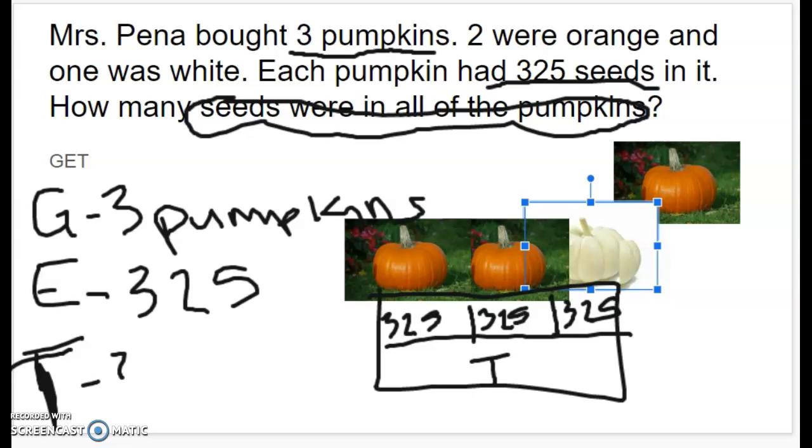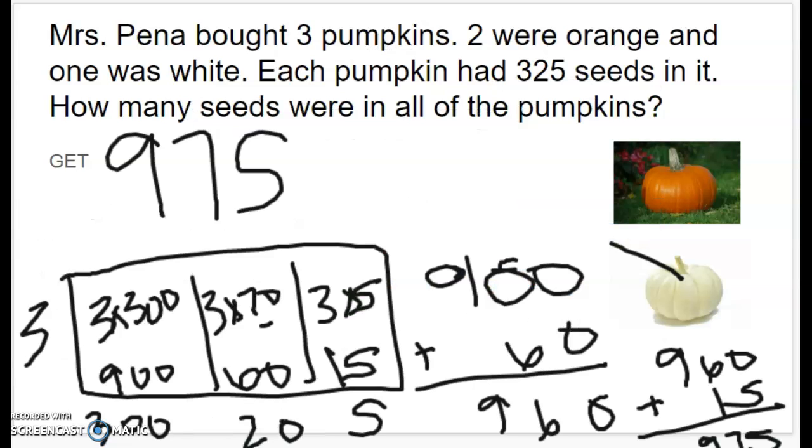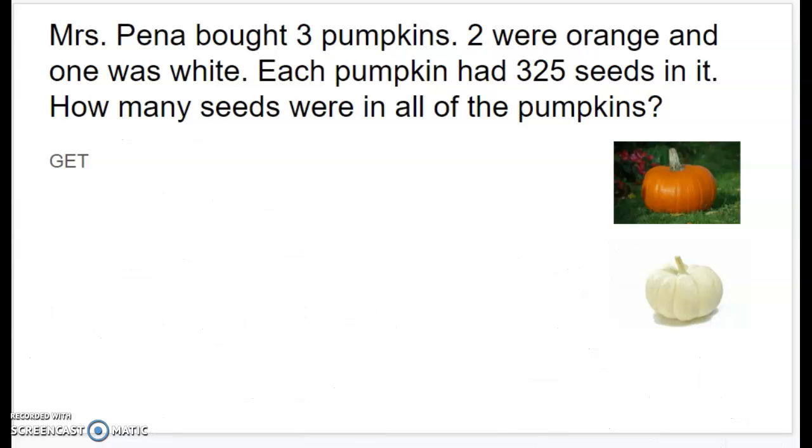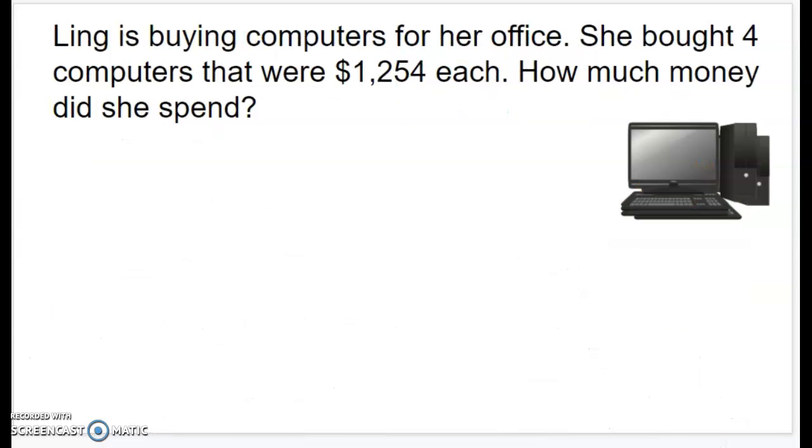So to solve this, we would do 325 times 3. So go ahead and solve that on your own, please. Okay, so your answer should have been 975.